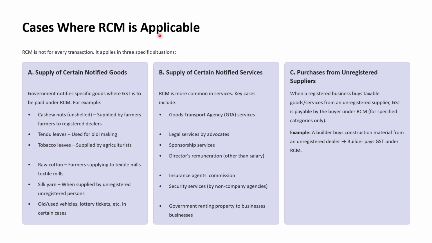Then, the cases where RCM is applicable are specifically mentioned under the GST Act, that is, the supply of certain notified goods. Certain notified goods are specified, on which if the goods are supplied, then RCM will be applicable, meaning the recipient will be liable to pay GST. These are unshelled cashew nuts if supplied by farmers to a registered dealer, tendu leaves used for bidi making, tobacco leaves supplied by an agriculturalist, raw cotton supplied by farmers to a textile mill, silk yarn when supplied by an unregistered person, or old vehicles, lottery tickets, etc. in certain cases.